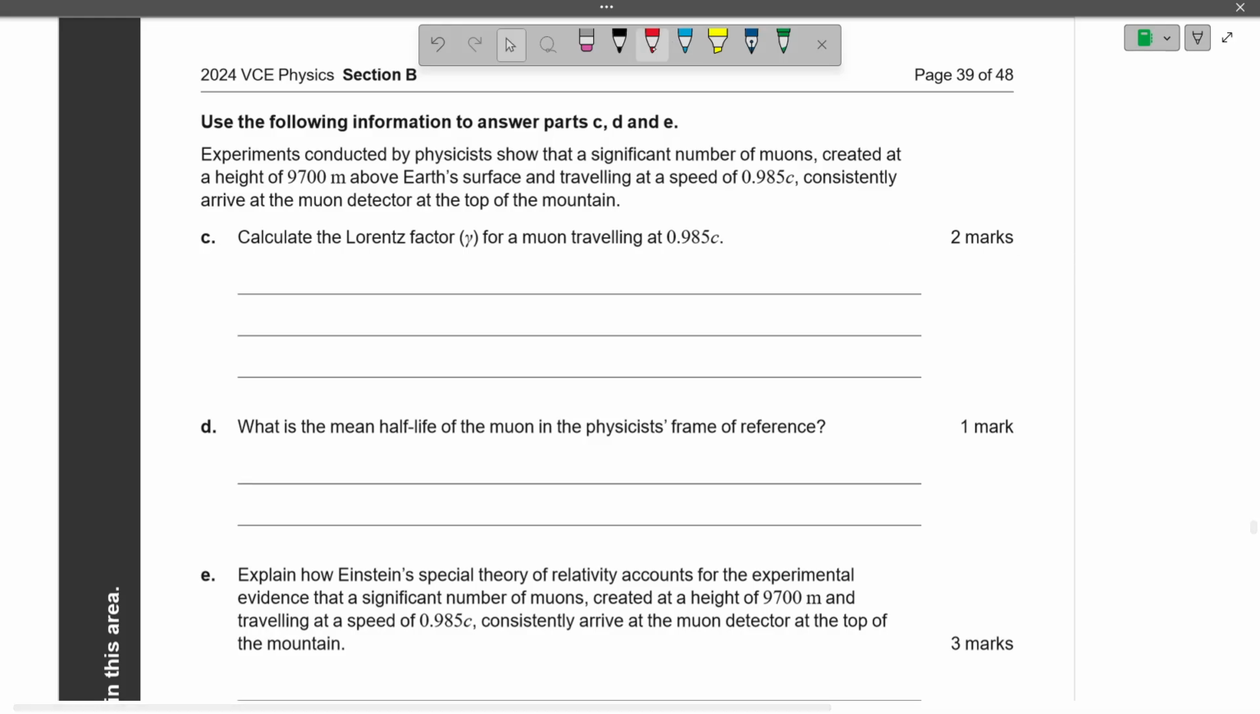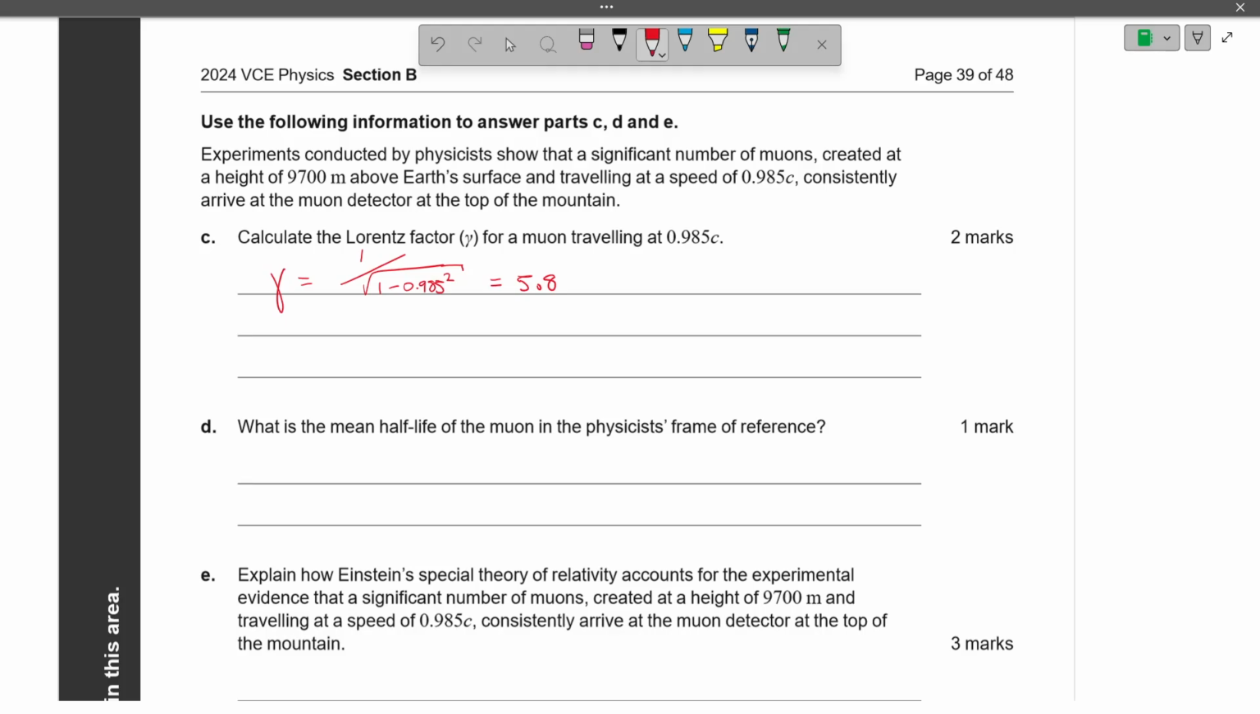Okay, so very straightforward question. You have an equation for your Lorentz factor. It's 1 over the square root of 1 minus your fraction of the speed of light squared. So 0.985 squared. Chuck that on a calculator, you get 5.8. Significant figures, let's not stress about that too much. They're looking for, have you got the right equation? Have you got roughly the right number? D. What is the mean half-life of the muon in the physicist's frame of reference?